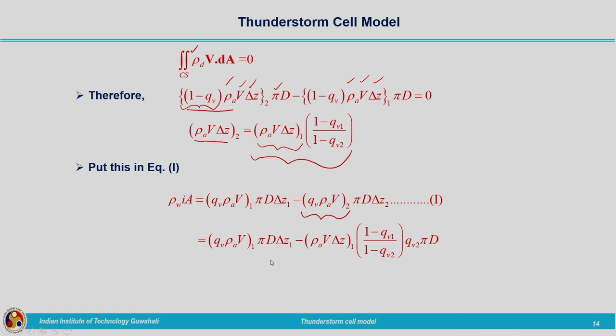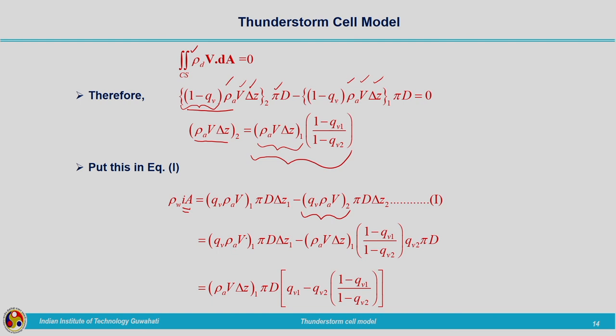One more thing we need to do: we have A here, the cross-sectional area of the atmospheric column or convective cell which we have considered, which had a diameter of capital D. So, the cross-sectional area corresponding to that convective cell will be pi by 4 D square, and that also we can substitute here.